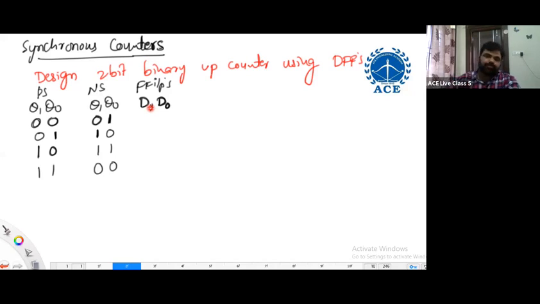Once again, what is happening here? Present state and next state. Present state is Q of n, next state is Q of n plus 1. Assuming this for the respective flip-flops, we need to write the required flip-flop inputs, which is nothing but the excitation of the flip-flops.